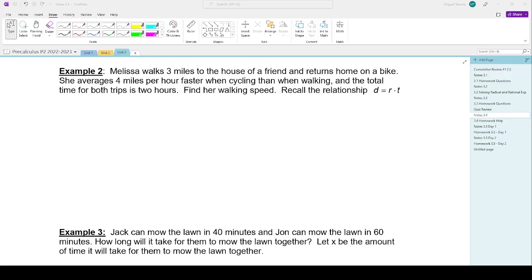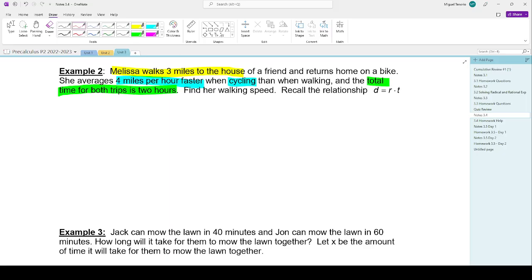Okay, so we know so far that Melissa has walked a total of 3 miles to the house of a friend and returns home on a bike. So the distance to the friend's house from their house is not any different. So we know the distance is the same. We also know that on the bike, they're going to go faster, 4 miles per hour faster when they're cycling. Now, we also know one other key piece of information which is really useful, the total time, which is 2 hours.